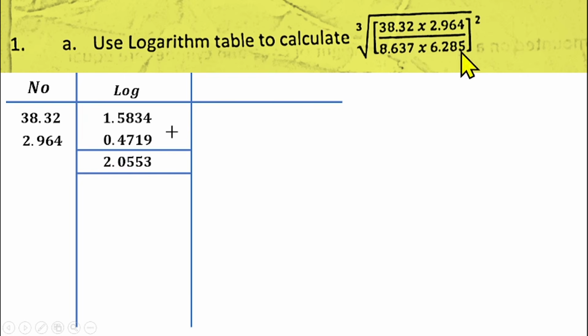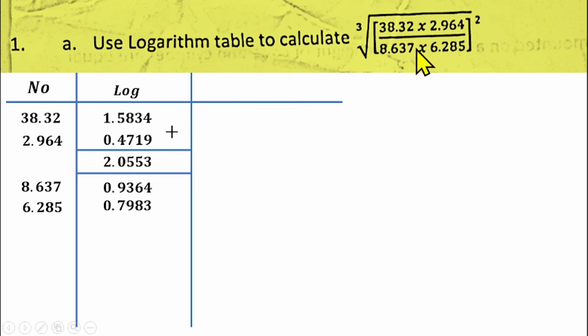Then you now go to the denominator as well. The first number there is 8.637. You get the characteristic of this number, that should be 0. You have 0 point, you check on your logarithm table, 86 under 3 difference 7, and that gives us 0.9364. The next number here is 6.285. Its characteristic is also 0. You write 0 point. On your logarithm table, you check 62 under 8 difference 5. So that gives us 0.7983.